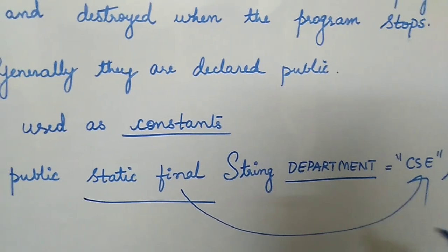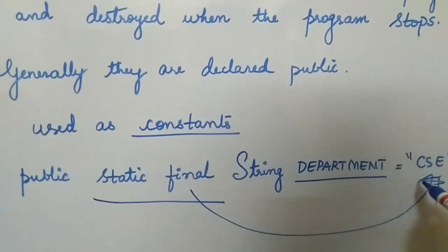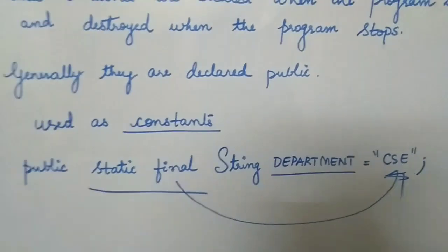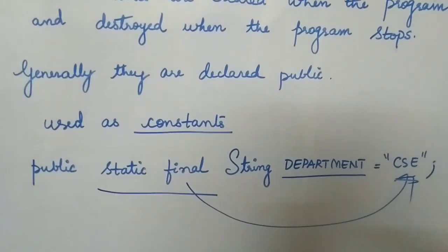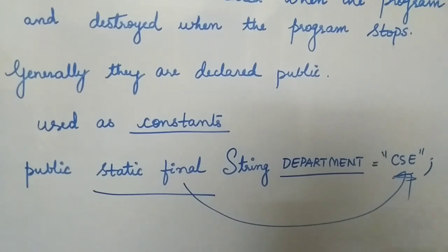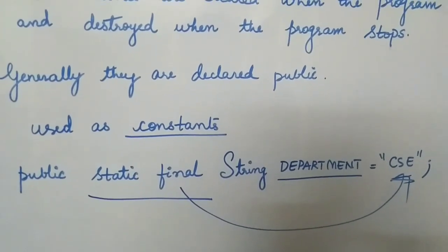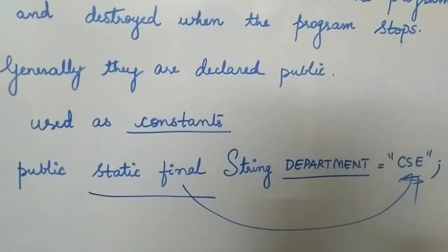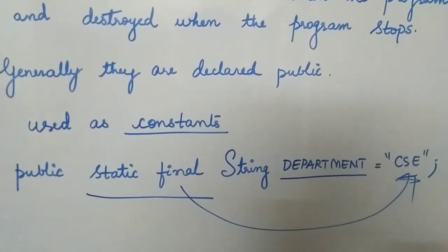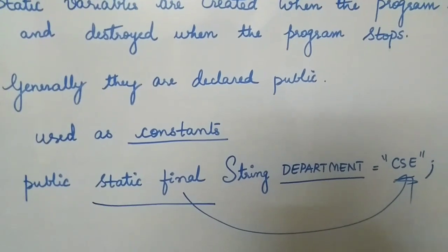Here the department is CSE, and this is a final constant, a static final. Static finals are generally constants, mostly used for declaring constant variables. They can be used as public constants or as private constants.